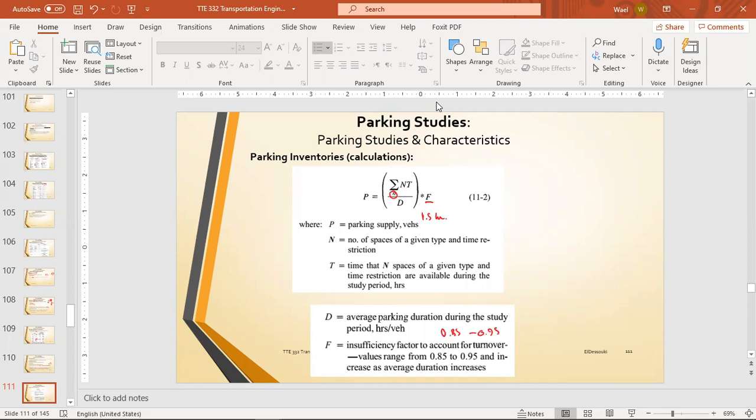What does it mean? F represents the case where someone looking for parking keeps circulating in the parking lot while someone is waiting to exit, and this driver doesn't see that spot available. So that's a reduction factor for these kinds of scenarios.